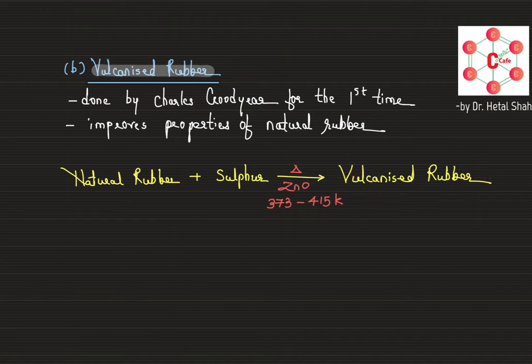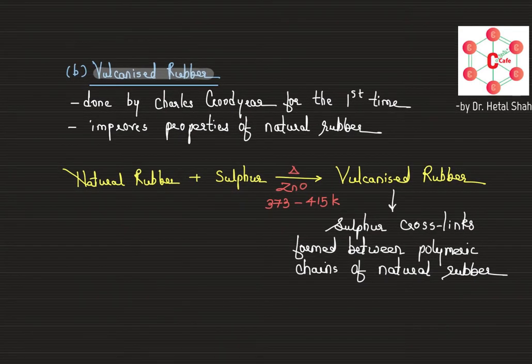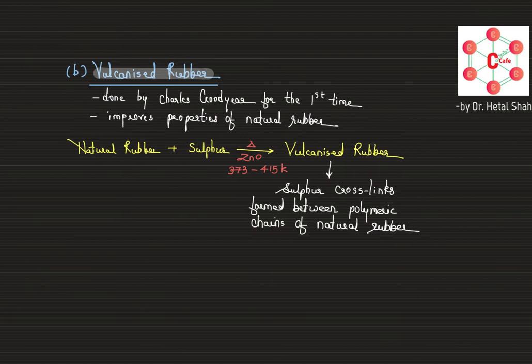Now, what happens in vulcanization? So let us understand that vulcanized rubber is formed by, it has sulfur crosslinks formed between polymeric chains of natural rubber. So we have sulfur crosslinks which are formed between the polymeric chains of natural rubber. So that is a very important thing that you have to know, right? Right, so this is very important.